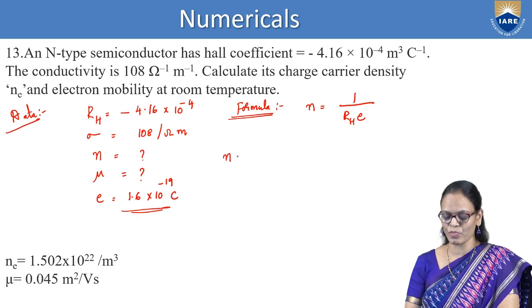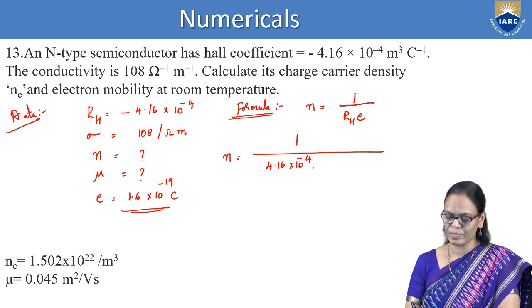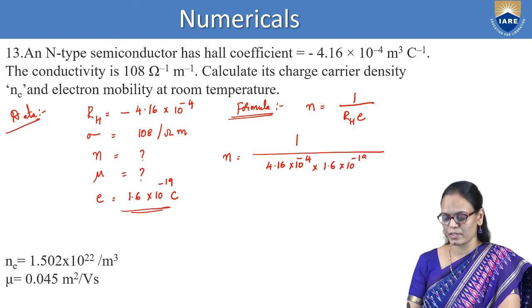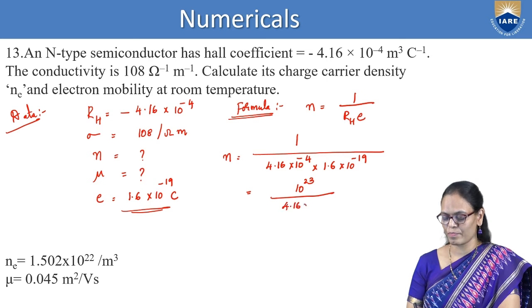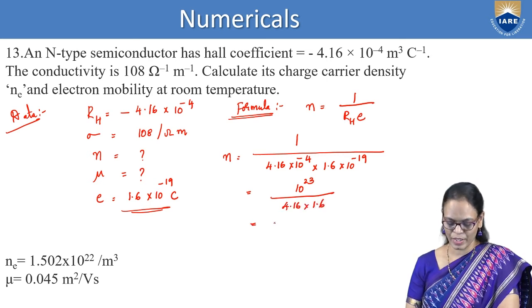So let us just substitute for n. n is equal to 1 upon RH times e. The value of RH is 4.16 into 10 power minus 4, into the value of e, 1.6 into 10 power minus 19. When we simplify, 10 power minus 4 and 10 power minus 19 give 10 power minus 23. So 10 power 23 upon 4.16 into 1.6. We get 1.502 into 10 power 22 atoms per meter cube.